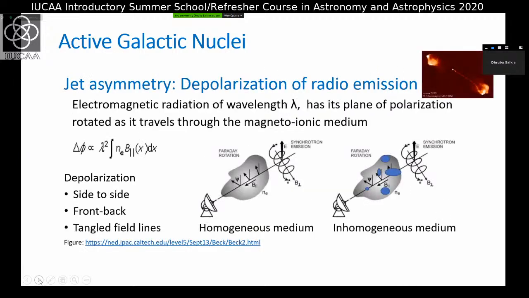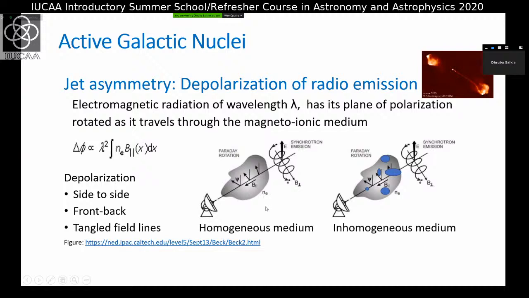Let's see what happens now. What I'm trying to show you over here is the manifestation of it. For example, on the top right-hand corner, you see a radio source which we are observing. Let's look at the figure on the left lower side, where it's a homogeneous medium. If the signal comes from different little portions of the radio lobe and n_e is uniform all across and B parallel is uniform all across, the E vector from all the different bits of the source will be rotated by the same amount, so that when you add it up, it'll be similar.